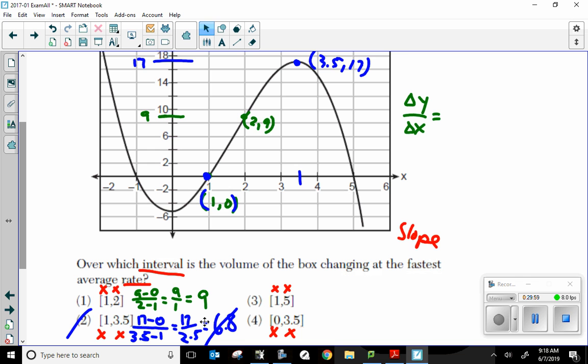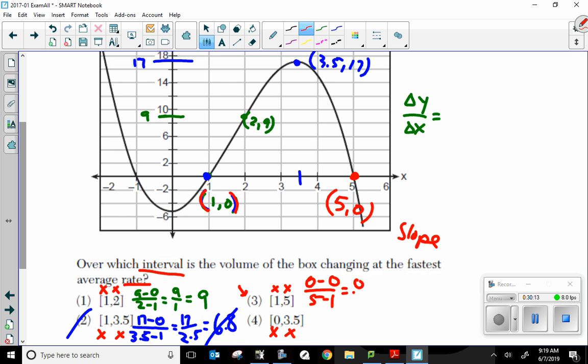So far it's not this one. 9 is definitely bigger. Let's take a look at 1 to 5. This is 1 again. 5, oh, that's at 5 comma 0. Okay, change in y over x, it's 0 minus 0 over 5 minus 1. 0 over 4, which is 0. Well, 9 is definitely bigger than 0.